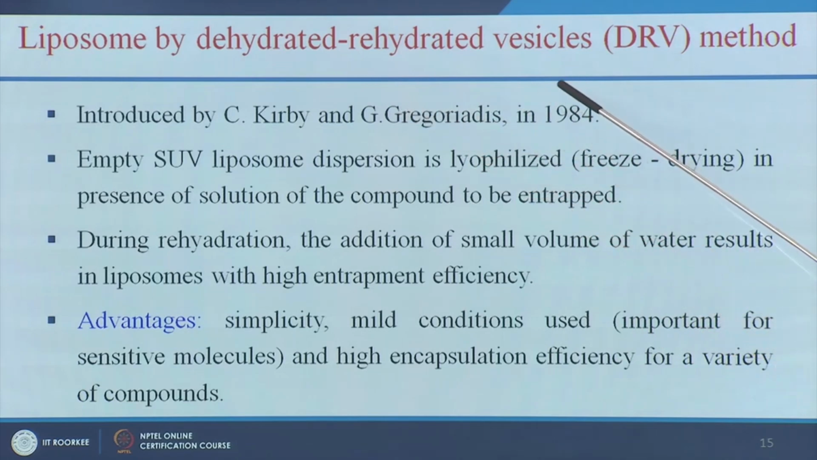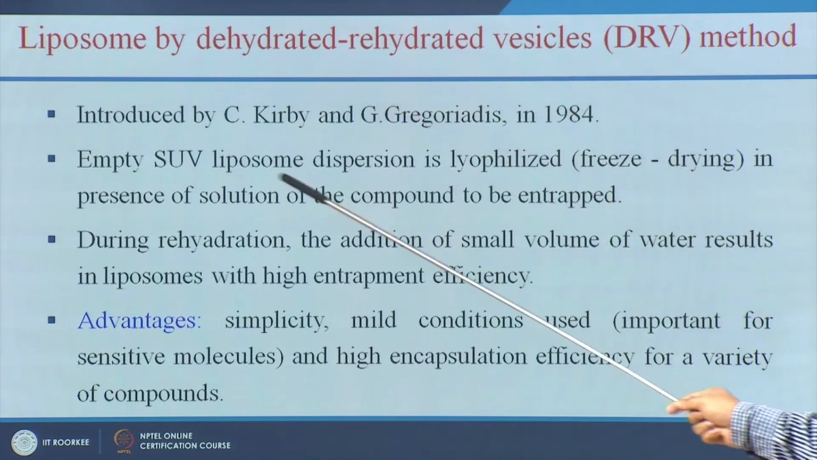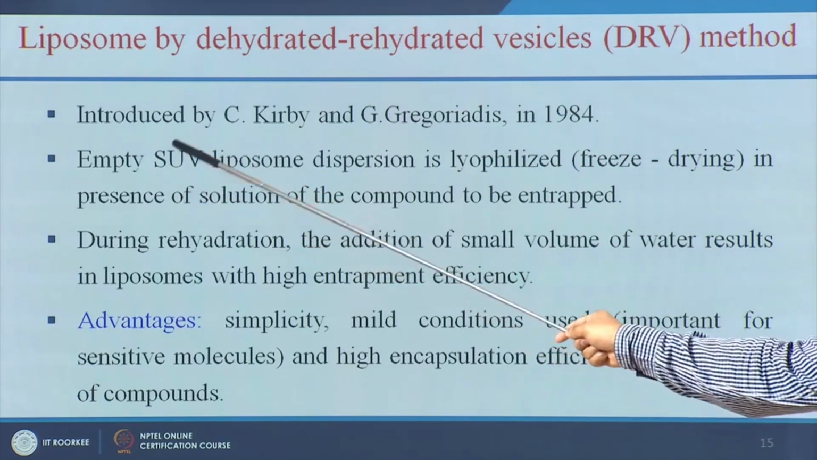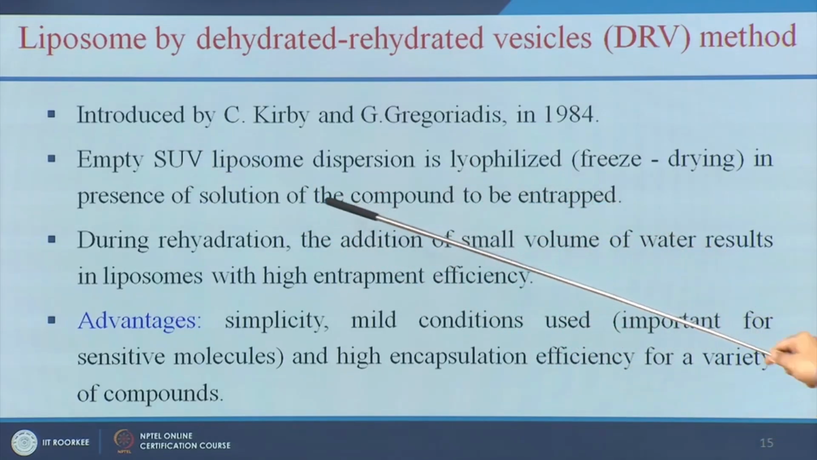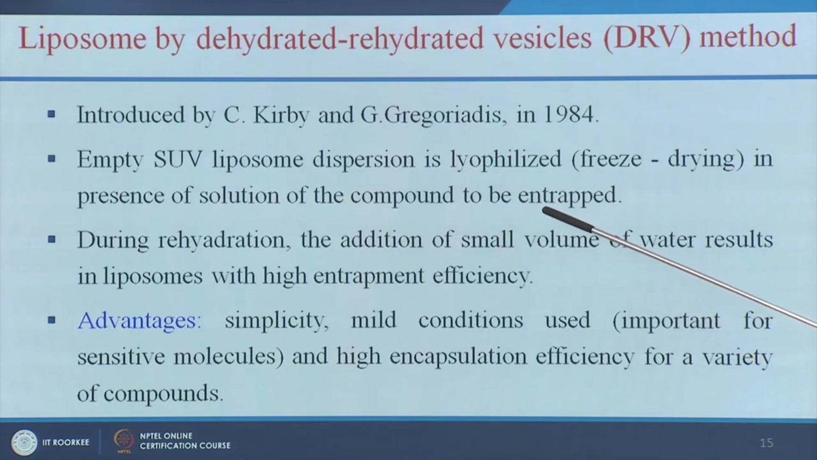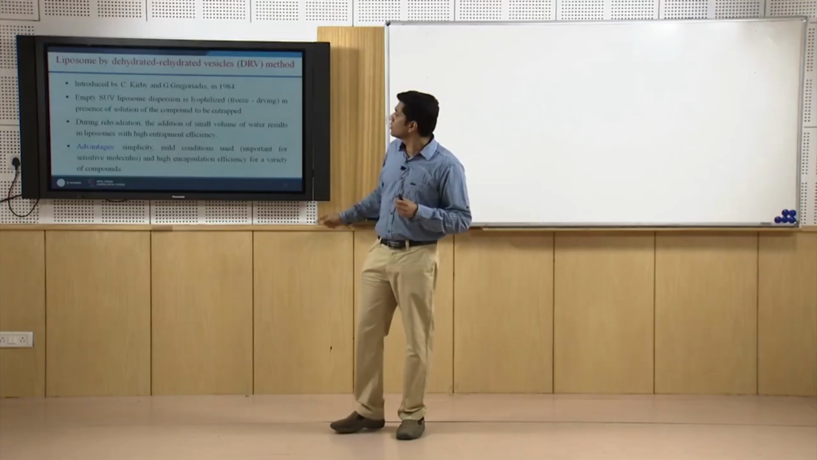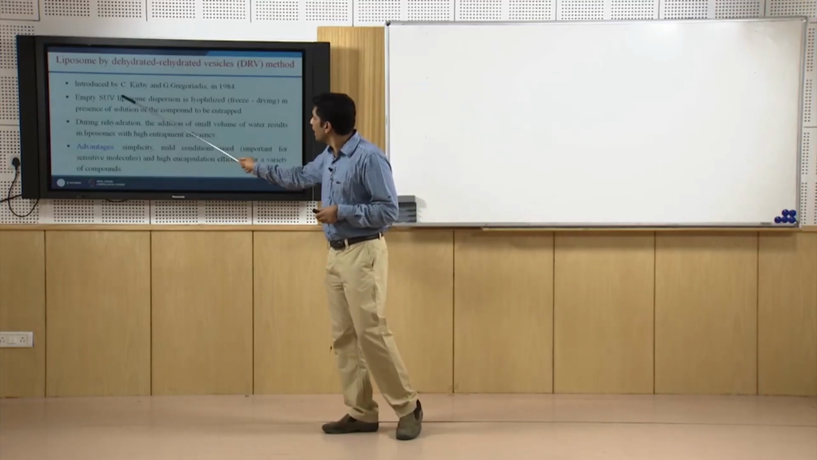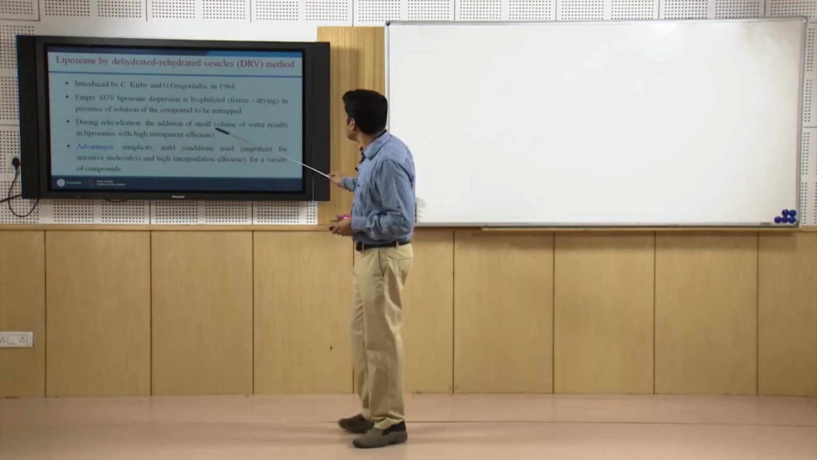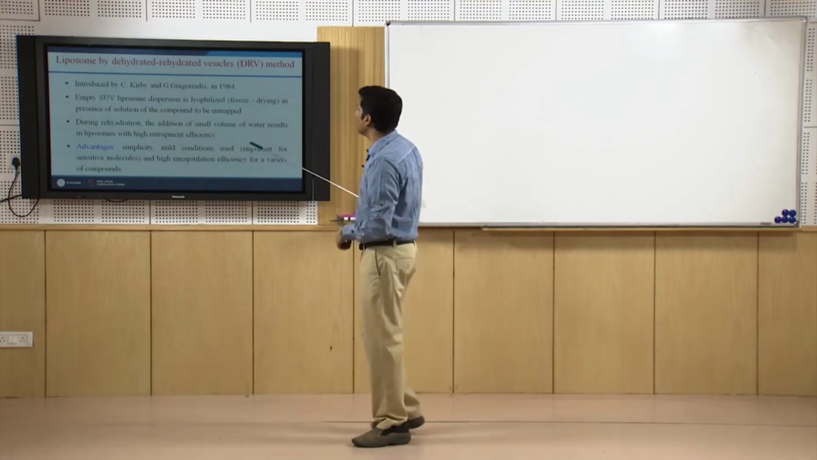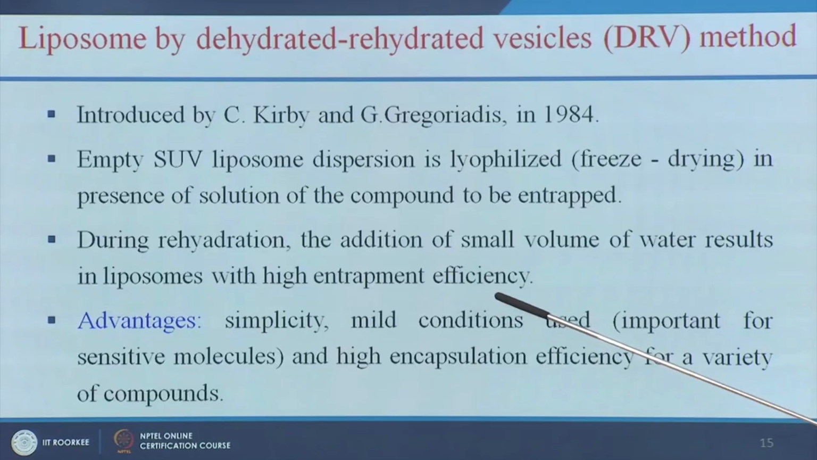So here I will be explaining a simple method, that is the DRV method, dehydrated and rehydrated vesicles. So how to make this? Here empty SUV liposomes will be lyophilized in presence of solution of the compound to be entrapped. If you want to entrap your drug or if you want to entrap the fluorescent particles, that should be lyophilized in presence of SUV liposomes. So during rehydration, the addition of small volume of water results in liposomes with high entrapment efficiency.